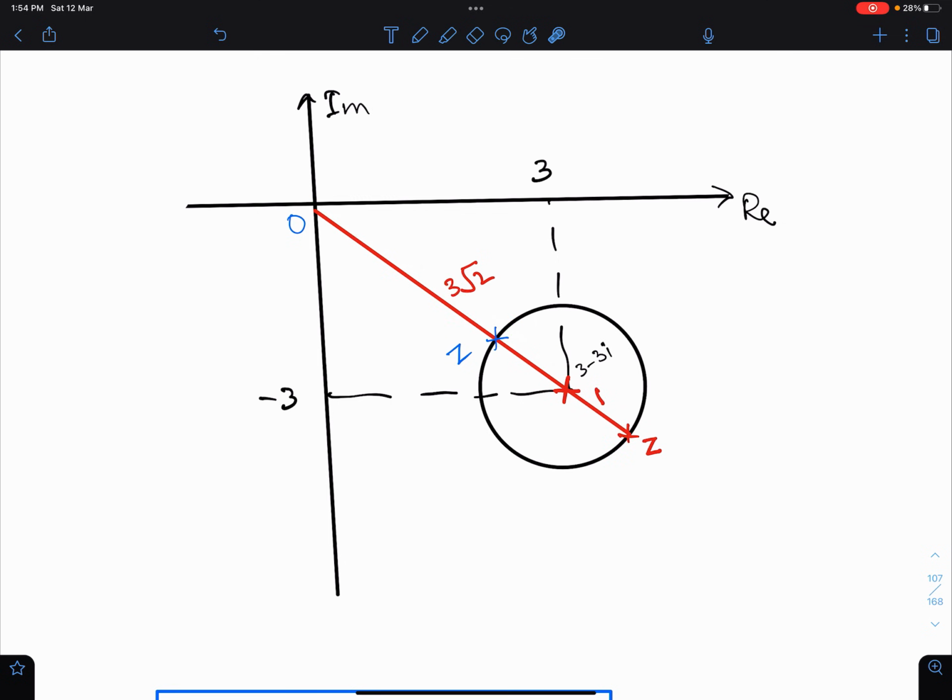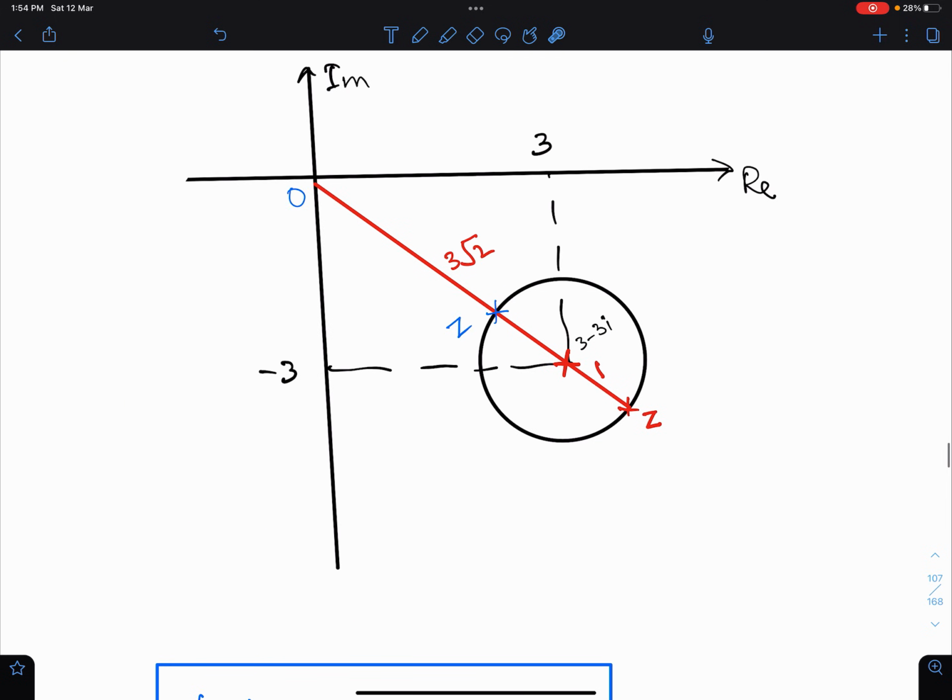We need greatest possible value of modulus z. Greatest possible value of modulus z means maximum distance of z from origin. So this is the maximum distance of z from origin. When z is here, then this distance is greatest. So the answer is 3 root 2 plus 1.